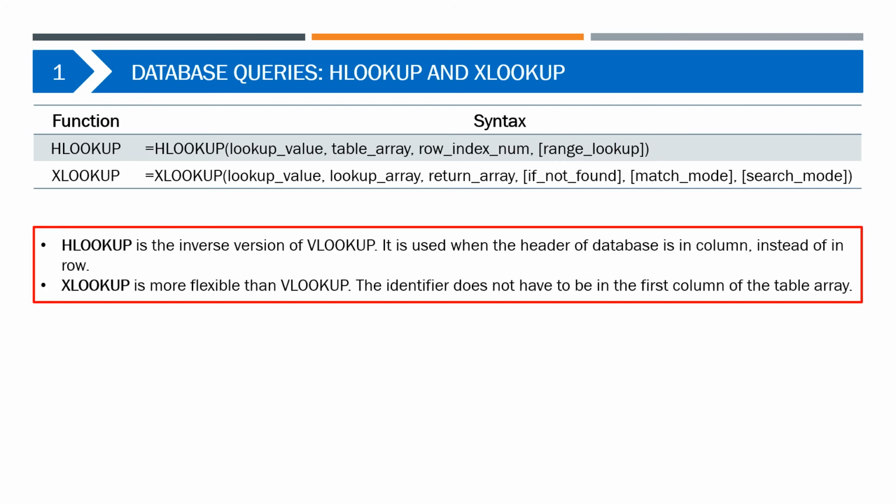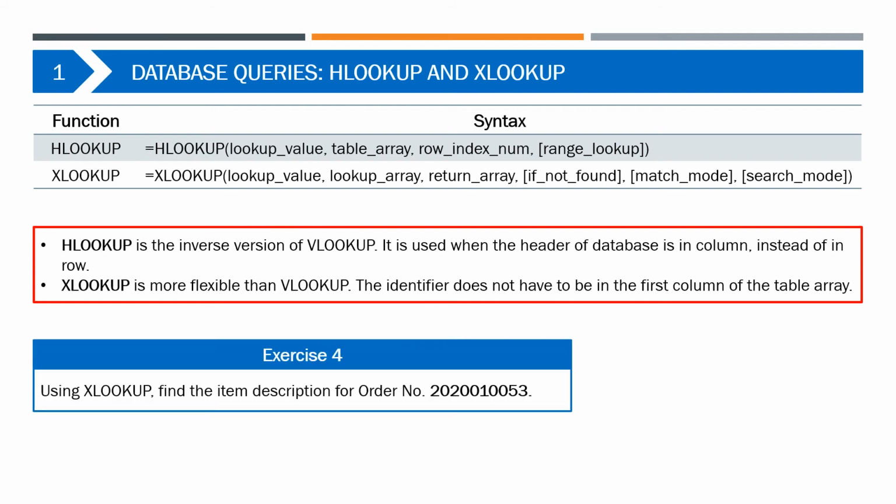Okay, and XLOOKUP is more flexible than VLOOKUP. The identifier doesn't need to be in the first column. If we use VLOOKUP, the identifier should be in the first column, otherwise we cannot use the function well. So we can use XLOOKUP if the identifier is not in the first column. So this is your exercise. Please use XLOOKUP and find the item description for order number 20200153. So try it with XLOOKUP rather than VLOOKUP.